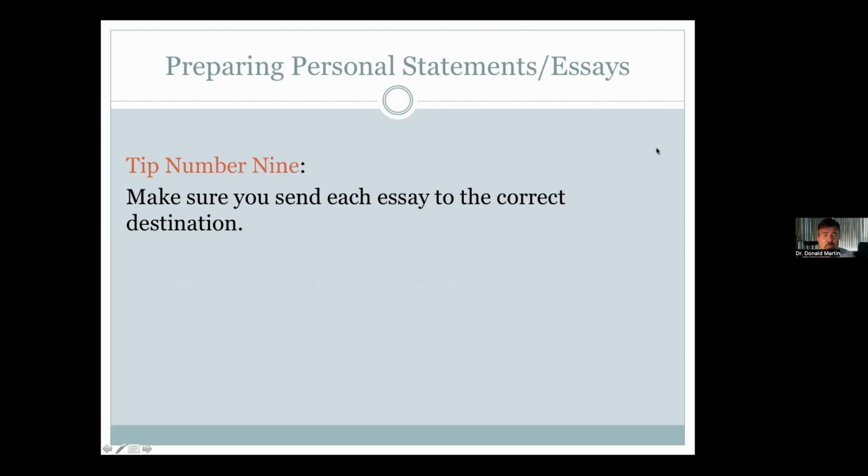All right, tip number 9. Once you have your final draft ready, please make sure to send it to the correct destination, to the correct institution. Oh my, I used to read essays for Columbia, and at the end of the essay, the applicant said, and that is why the University of Pennsylvania has always been my number one choice.